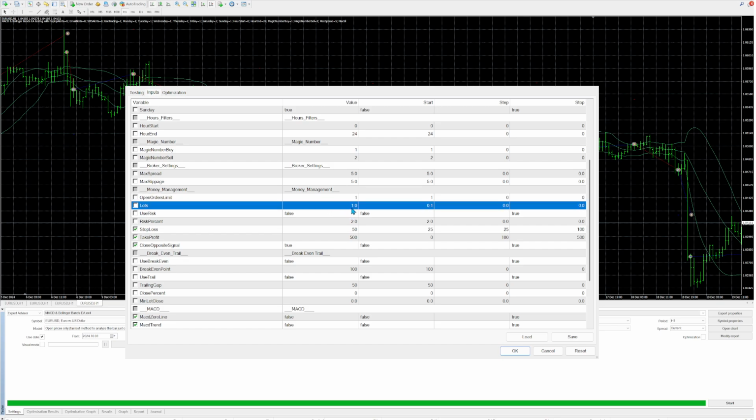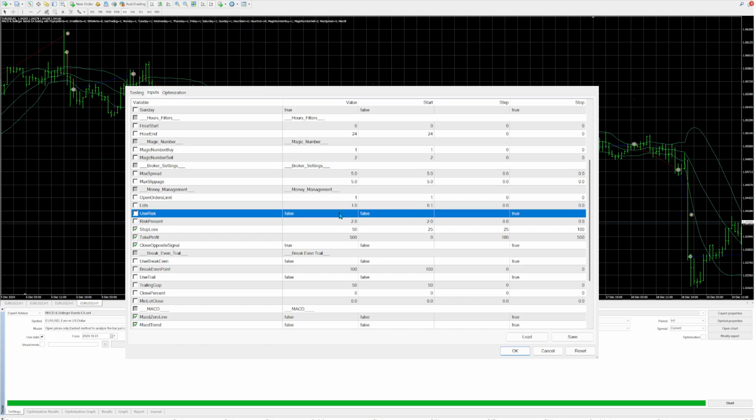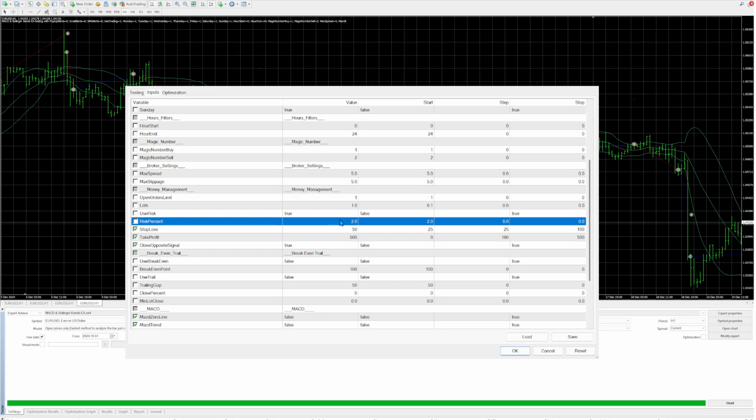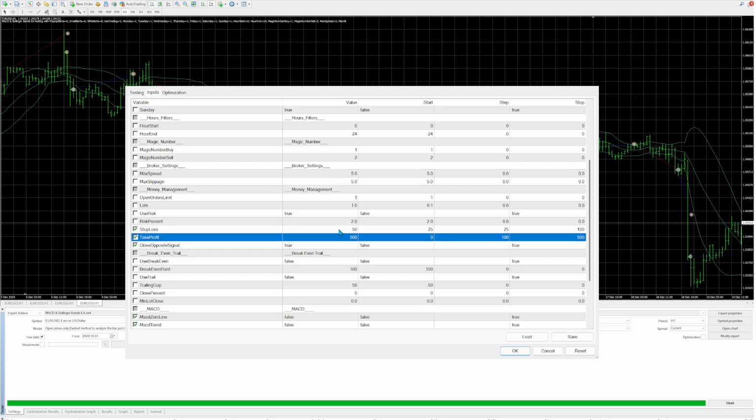Lots, you can set the position size here. Lots is only used if use risk is set to false. If you set use risk to true, then the EA will calculate the lot size depending on the value that you set here in the risk percent field. Stop loss and take profit, self-explanatory.